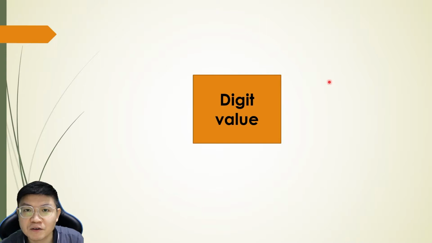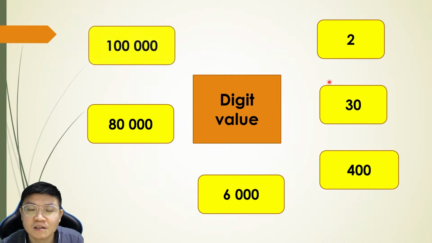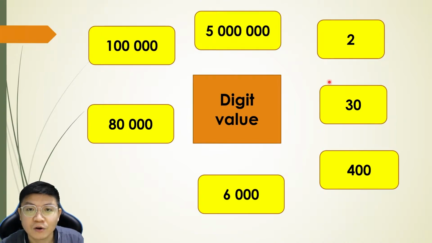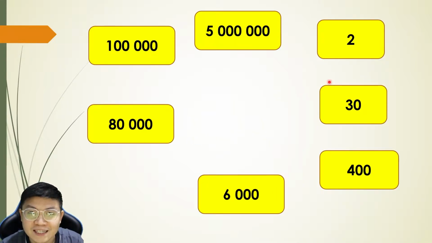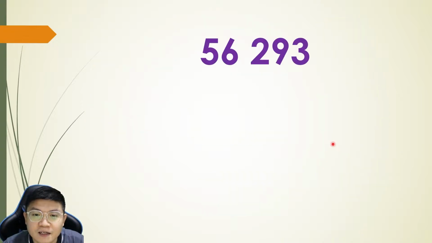Whereby digit value is something like numerals, like 2, 30, 400, 6,000, 80,000, 100,000, 5 million. All of this is so-called digit value, representing a certain digit. And when all of these combine, it becomes a number: 5,186,432, right?